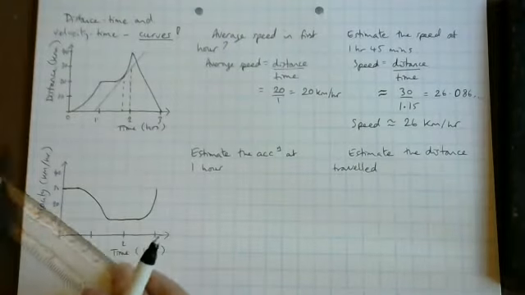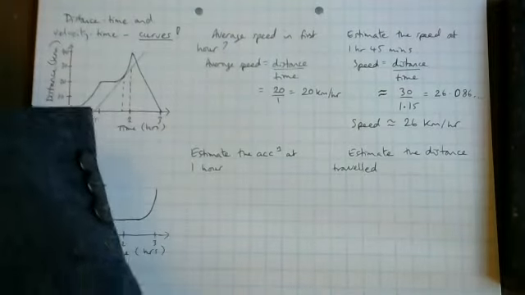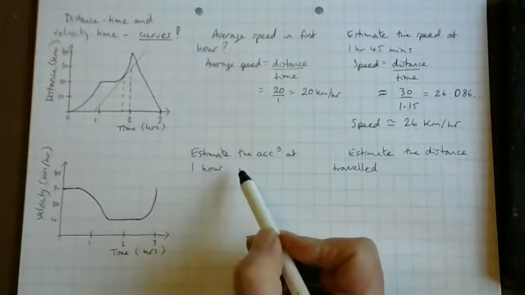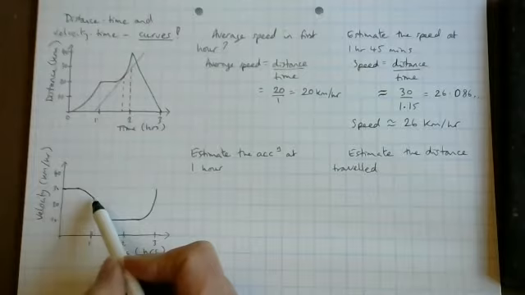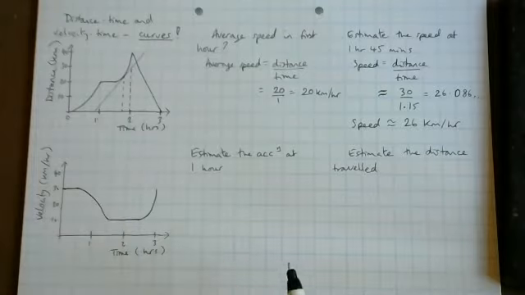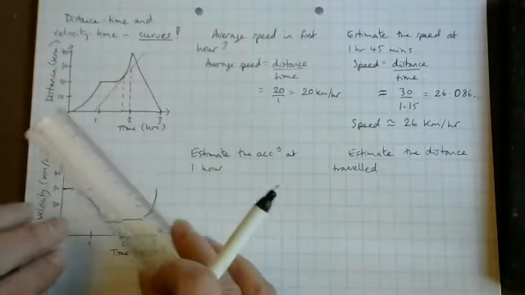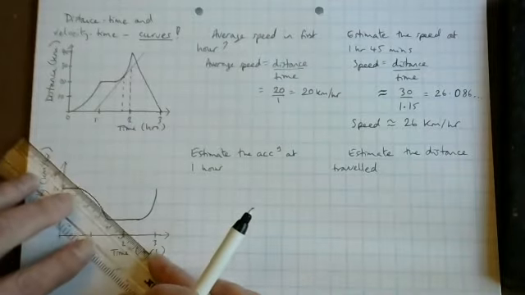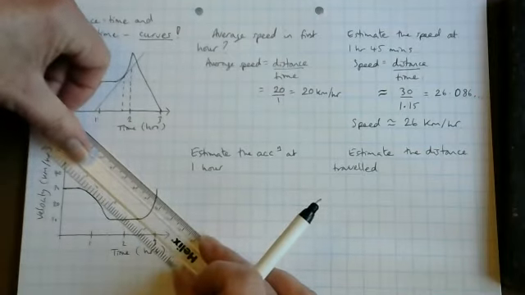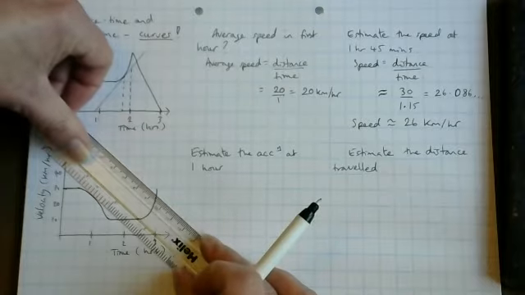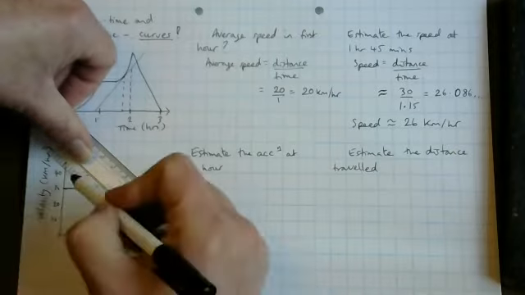Okay, let's look at this second one. Estimate the acceleration at 1 hour. So again, we have at 1 hour. Don't think I need to put a line on this time. Just want to say where 1 hour is, but I do need to use a ruler again to indicate to the marker I know what I'm doing. And I want to draw a line that's roughly the same gradient as the curve at 1 hour. And it looks close.